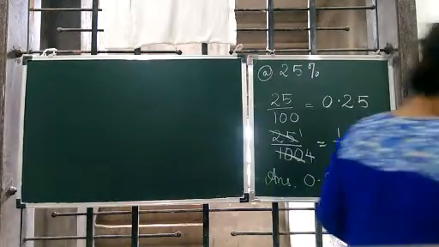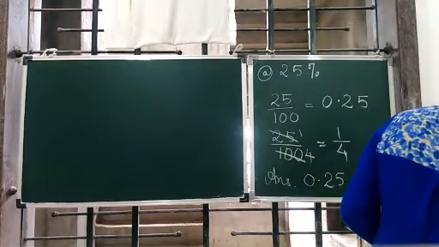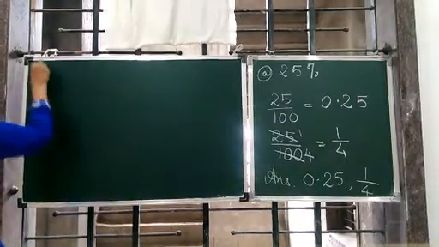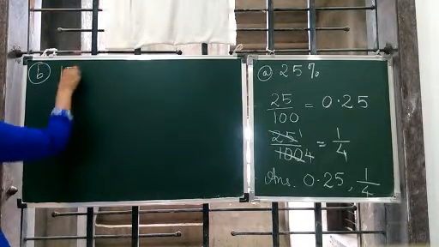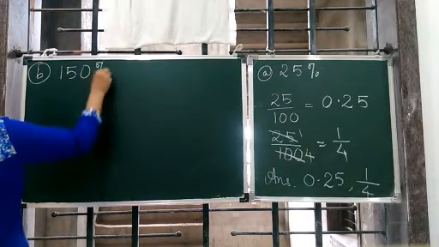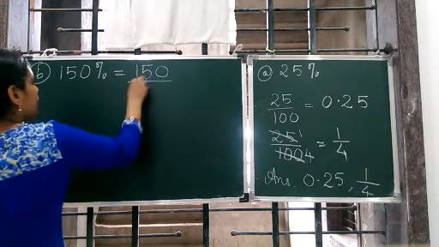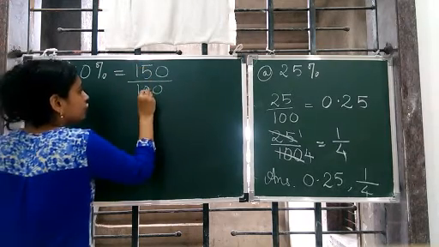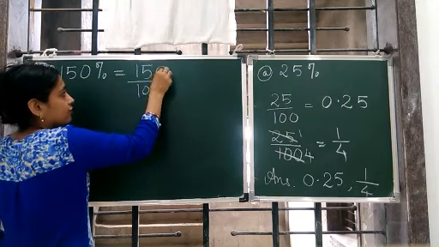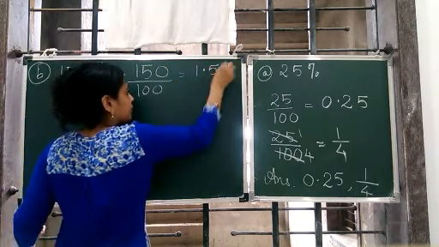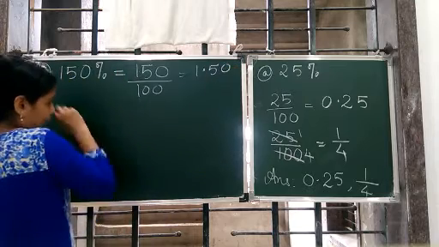Then we start with B. B is what? 150%. 150% means 150 per 100. How many zeros? 1, 2. So again 2 places. 1, 2. So decimal will come here. So it is 1.50.